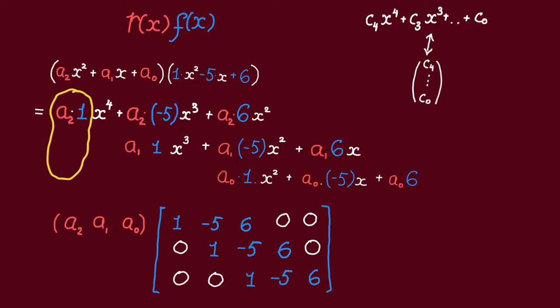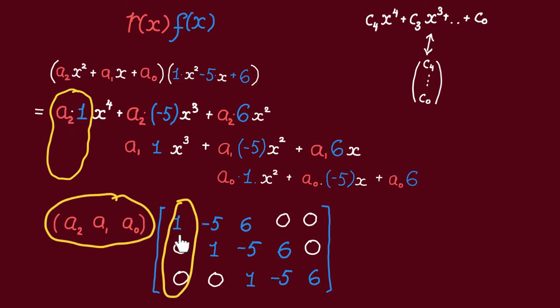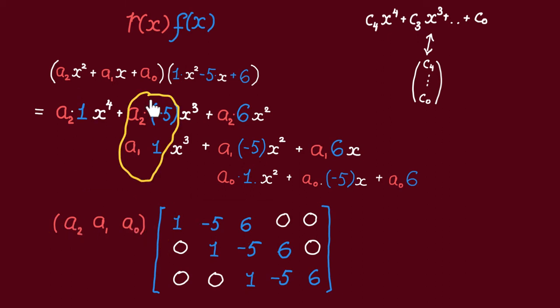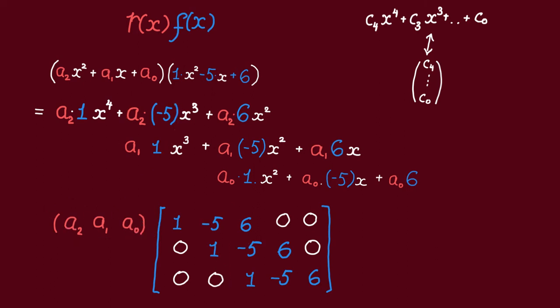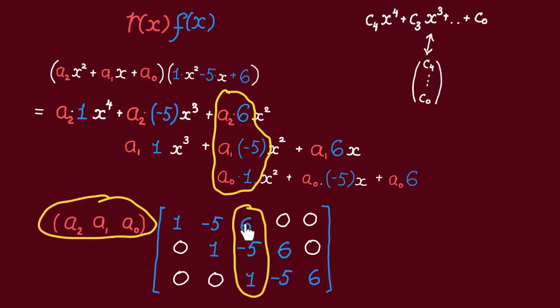Now, with respect to that basis, what are the coefficients of this polynomial? Well, its first coefficient is a2 times 1, which is just the dot product of this with this. Its next coefficient is a2 times minus 5 plus a1 times 1, which is the dot product of this with this. Next up, the coefficient of x squared is just 6a2 minus 5a1 plus 1a0, and that's just the dot product of this column with this row vector.